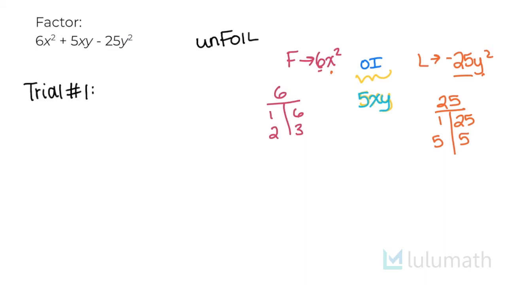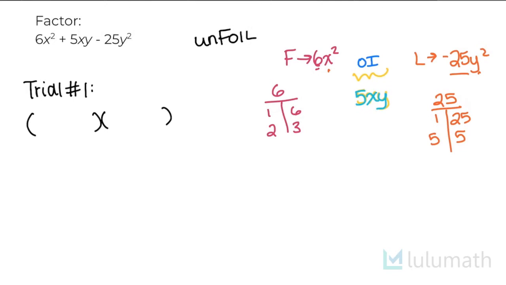So on that note, let's go ahead and do our first trial. Since our first terms will multiply together to give us the 6x squared, I will try 1 and 6 here first. So I'm going to put a 1 and a 6. And I know I want x squared, but I'm not sure what I should put for my variables quite yet. So I will revisit that in a couple of moments. Now I know my last terms should multiply together to give me this negative 25y squared. I'm going to place my numbers first. So I'll try a 1 here and a 25 here. And I know that my outer and my inner are going to give me 5xy.